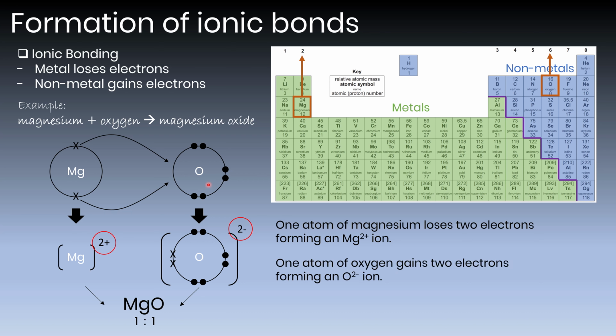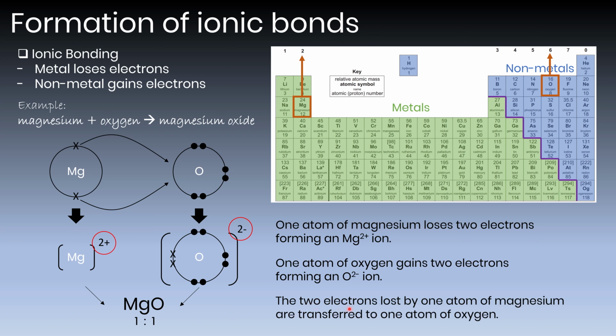We can also say that 1 atom of oxygen, here it is, gains 2 electrons, here they come, to form an O2- ion. Here's the O2- ion. Finally, we need to state that the electrons that magnesium lost were transferred to oxygen, because ionic bonding is all about the transfer of electrons. So we're going to finish up with this sentence here. The 2 electrons that were lost by 1 atom of magnesium, this bit here, are transferred to, these arrows, one atom of oxygen, this here.